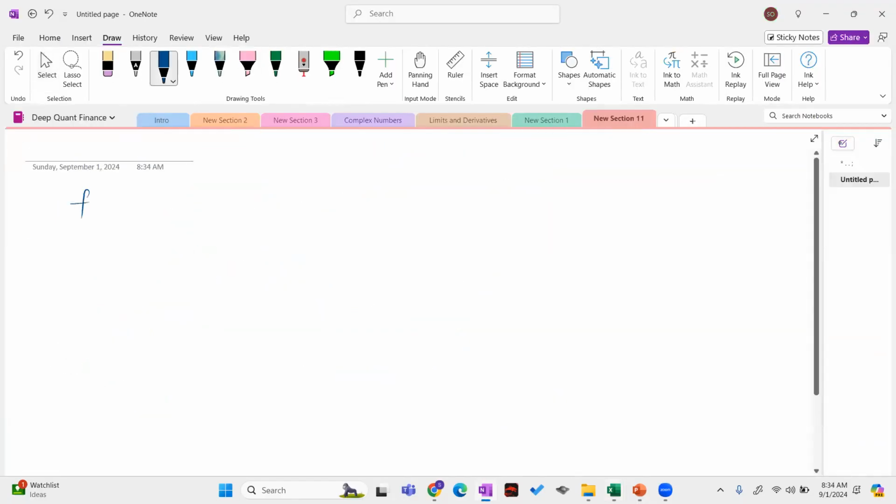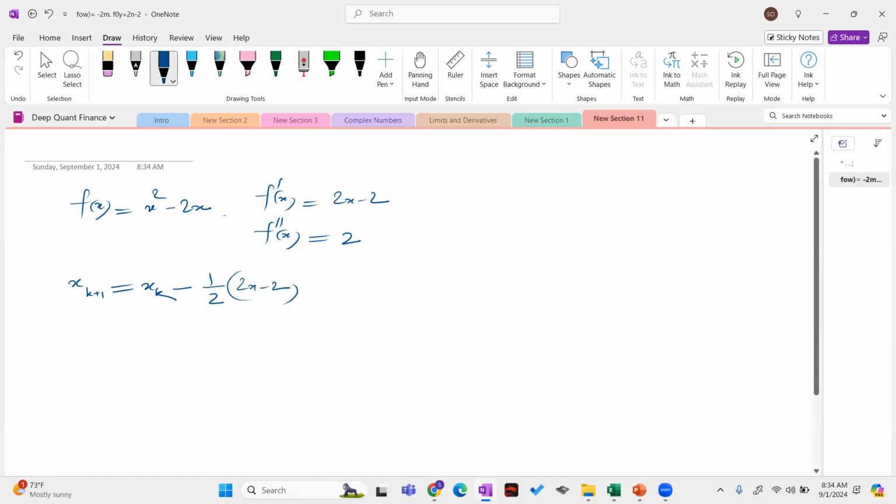If our function is f of x equal to x square minus 2x, you need to do this. F dash x is equal to 2x minus 2. F double dash x is equal to 2. Our algorithm is xk plus 1 equal to xk minus 1 by 2 times (2xk minus 2). That's how you need to update.